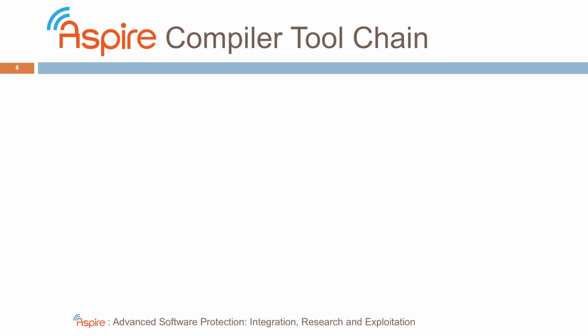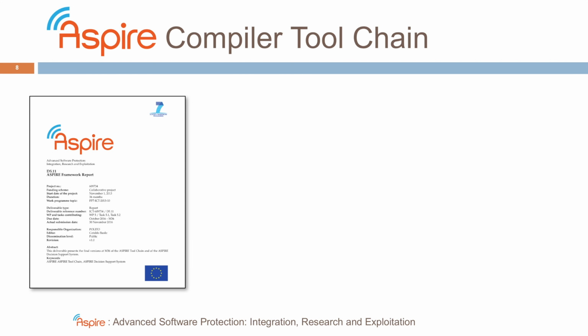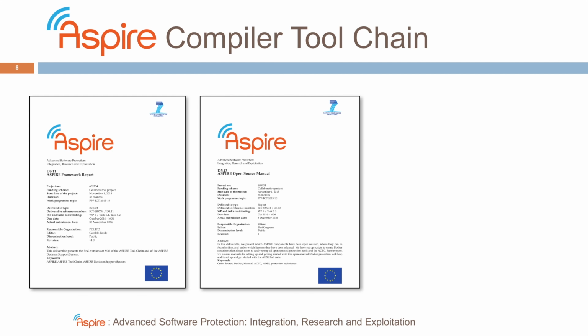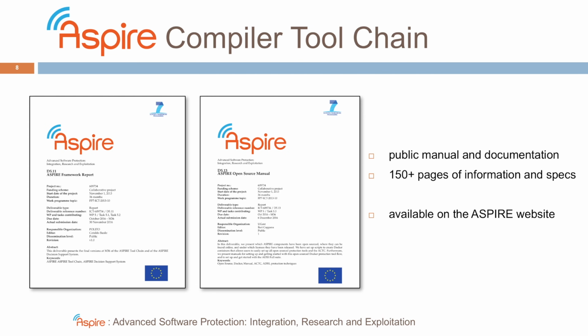In addition, to facilitate the take-up, we have extensive public documentation in the form of a report on the whole toolchain, as well as an open source manual. So there is a public manual and documentation. In total, they provide more than 150 pages of information and specs, for example, of the annotations. All of this is available on the Aspire website.